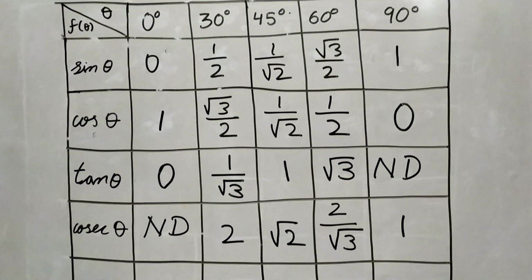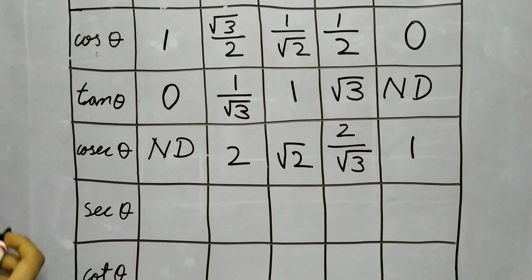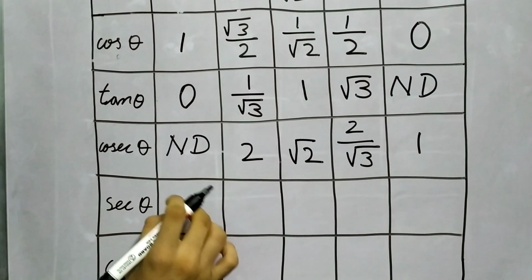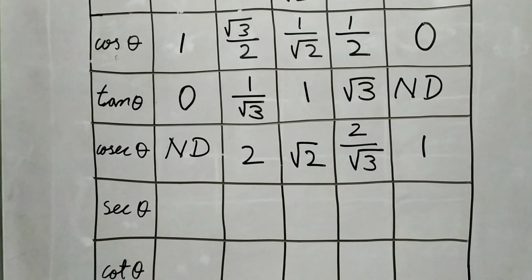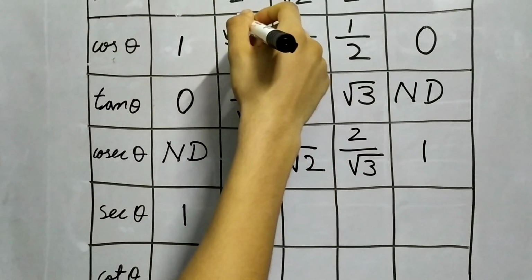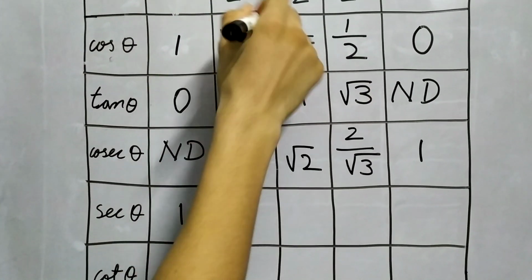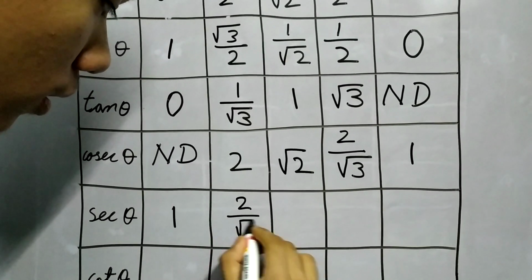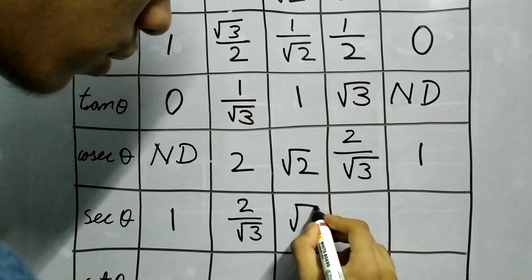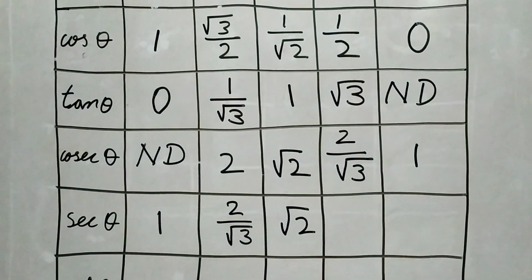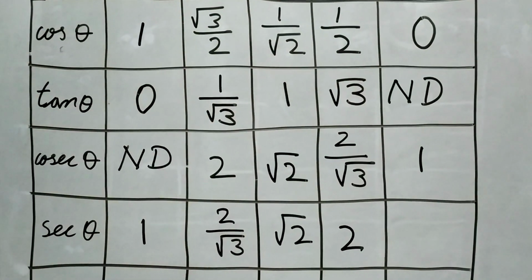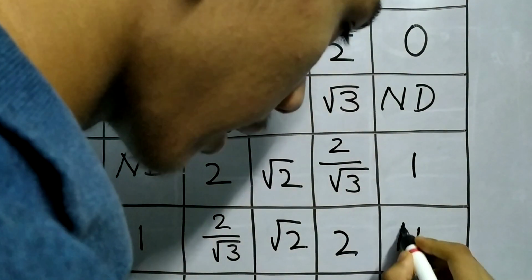Now for sec. Now sec is nothing but 1 by cos, right? So we'll just take the reciprocals of all these and we can just write it down there. So everything is valid till now. 1 by 1 is 1. So 2 by root 3 by 2. What is the reciprocal of root 3 by 2? It's 2 by root 3. Again, reciprocal of 1 by root 2, root 2. Reciprocal of 1 by 2, 2. And again, what's the reciprocal of 0? Right. Again, it's not defined.